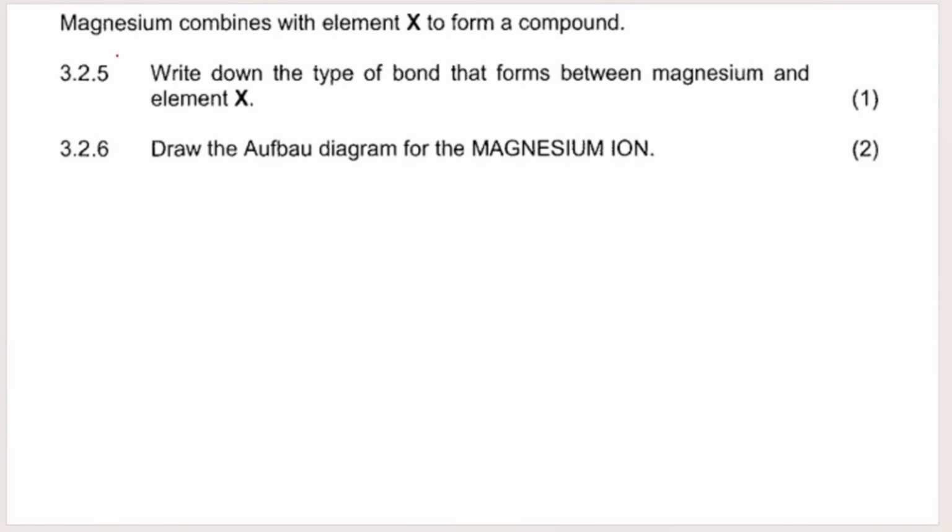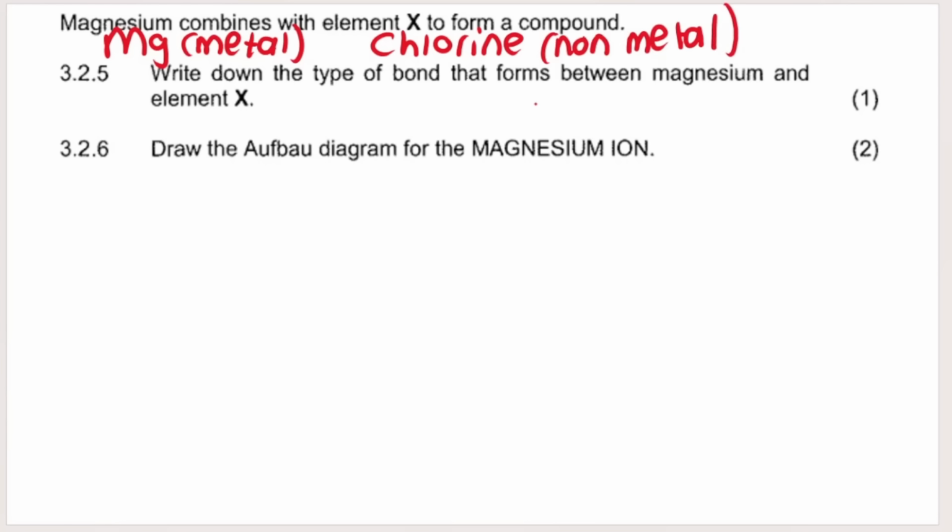The next question says magnesium, Mg, which is a metal, combines with element X, which we've identified as chlorine, which is a non-metal, and they say that they bond to form a compound. Write down the type of bond that forms between magnesium and element X. Well, because it's a metal and a non-metal, we know that it's going to be an ionic bond.